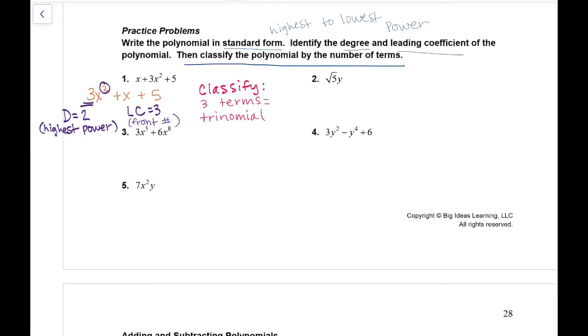Number 2, we have the square root of 5y. This has one term, so it is a monomial. It's already in standard form. You can't rearrange one term. One term is just the way it is. It's not going to change at all.